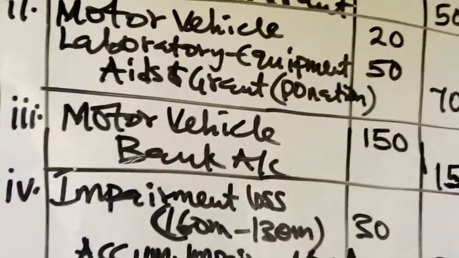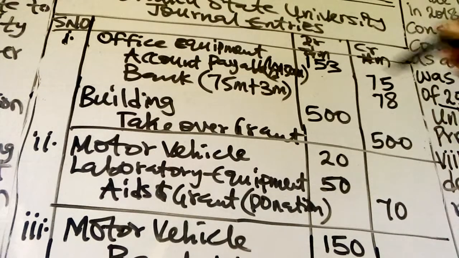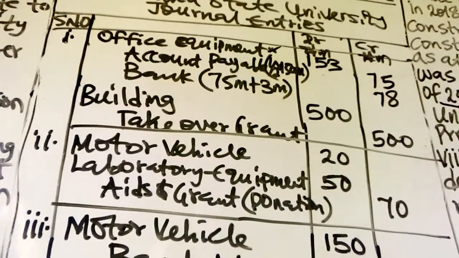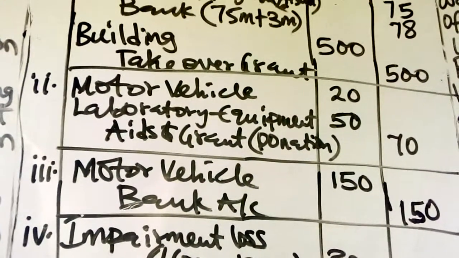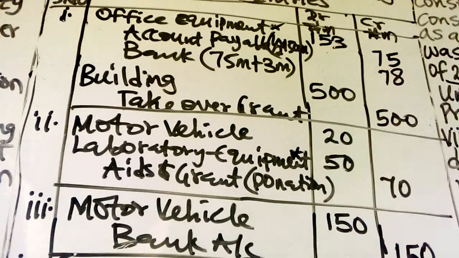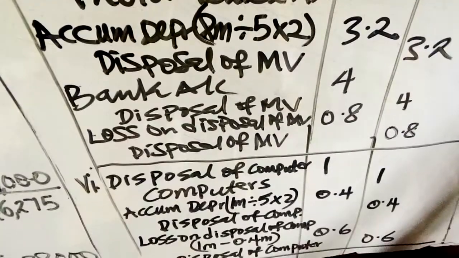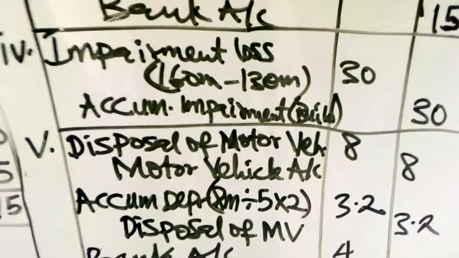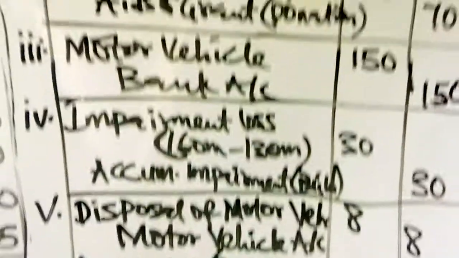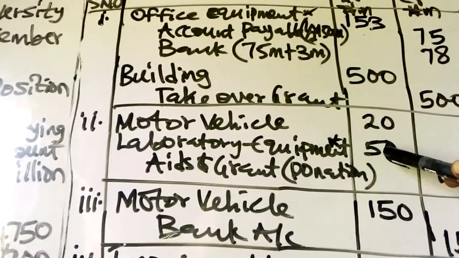Now, let's go through the journal entries to identify those assets that were acquired. In note 1, we have acquisition of equipment of 153 million. Then you go through it again. Do you have any other equipment? We also have note 2, laboratory equipment. So our equipment is 153 million plus 50 million, which gives 203 million. Note 3 is motor vehicles, so no equipment. Note 4 is impairment. Note 5 is disposal of motor vehicle. Note 6 is disposal of computer, while note 7 is investment property. So the only equipment acquired during the year that needs to be depreciated is the cost of 153 million and the laboratory equipment of 50 million.